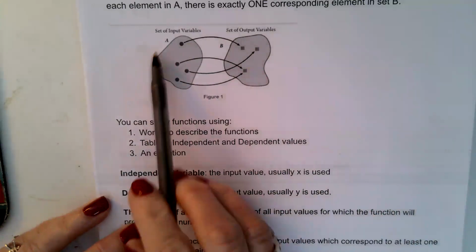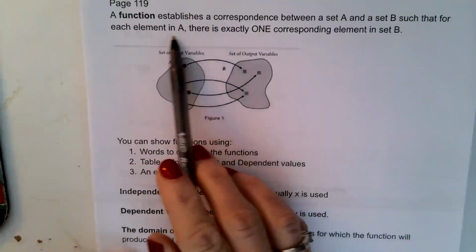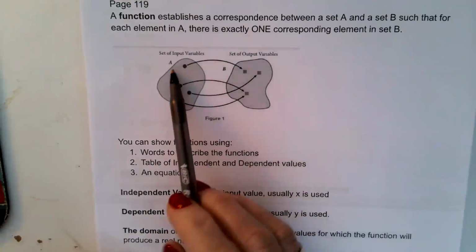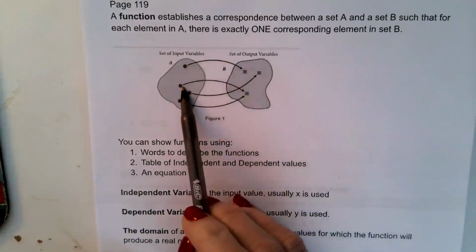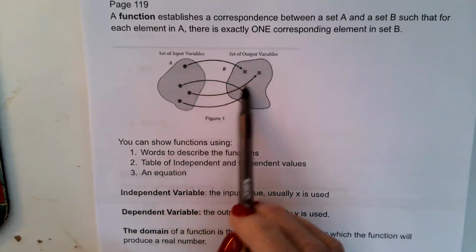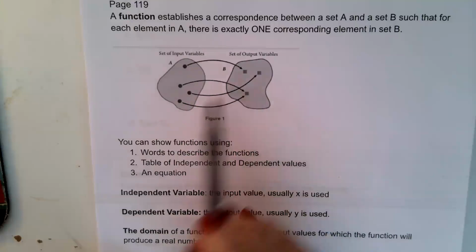Now, the thing with a function is that every element in A only has one element in B. So you can see that here, this element only goes to this element in B. This element only has one element in B. This element only has one element in B. And this element only has one element in B.